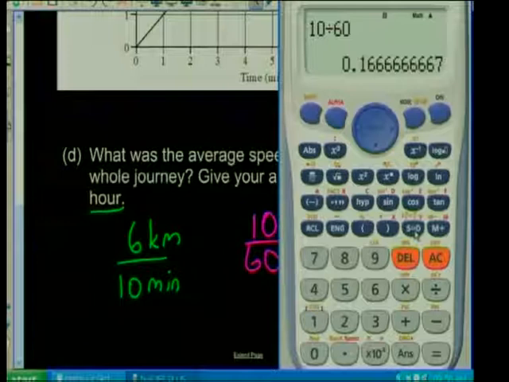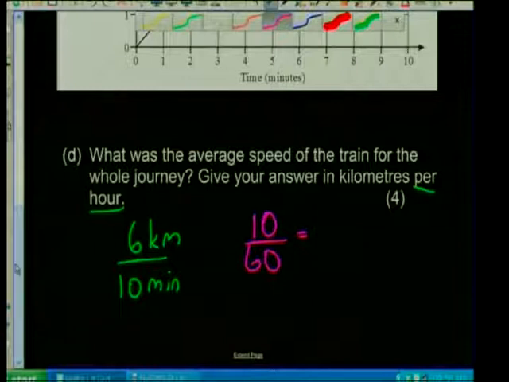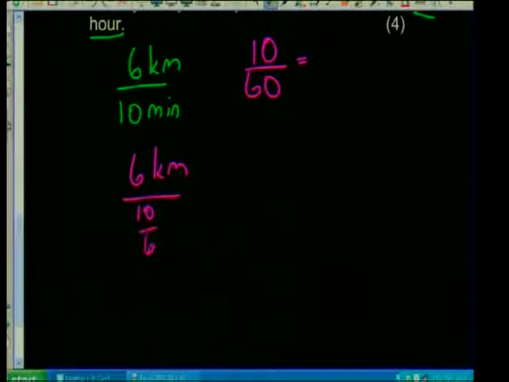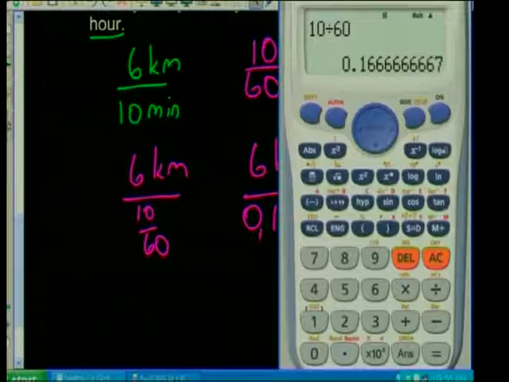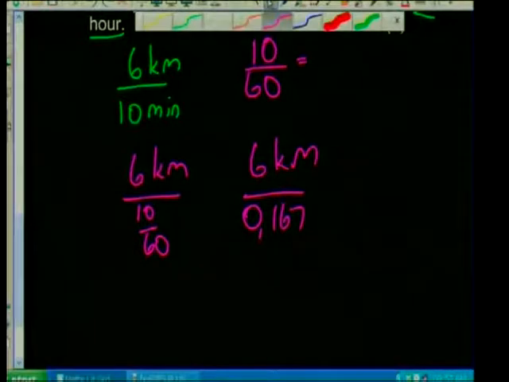Or in fact, what I can do in the calculator, let's do it this way. Don't want those little decimals. So I'm going to say, well, this is 6 kilometers divided by 10 over 60. So we can do that calculation. On the calculator, if we had the 6 kilometers and we divided by that 0.167, okay, I'm going to leave that there. Let's just take my 6 kilometers and divide by my answer. I've got the scientific calculator, so I can do that. I've got 36 kilometers per hour.